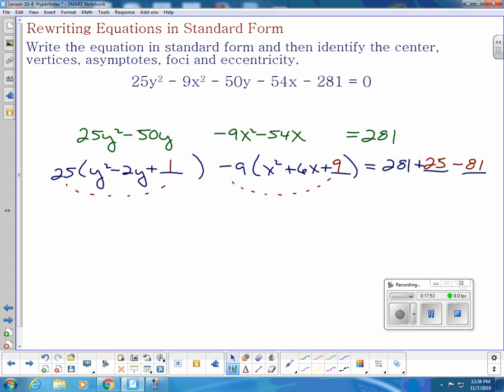Okay, so writing this in binomial squared terms, you get y minus 1 squared minus 9 times x plus 3 squared equals 225.